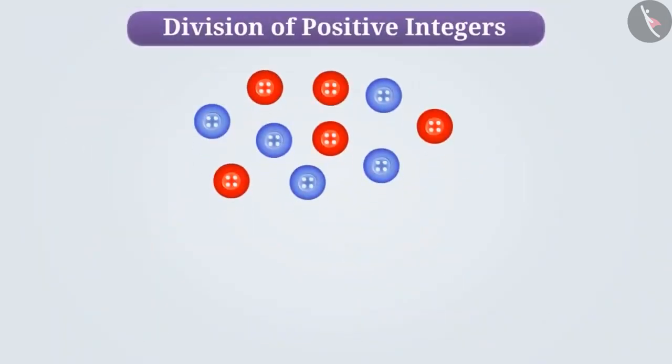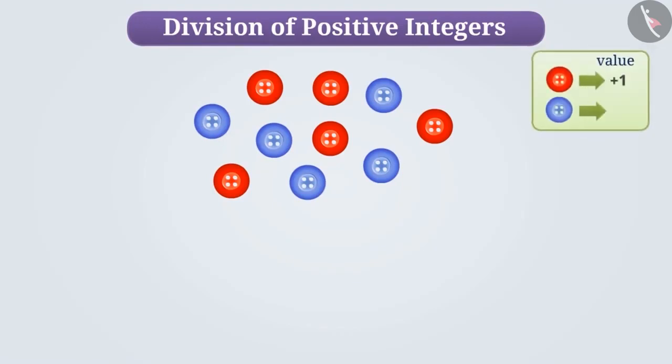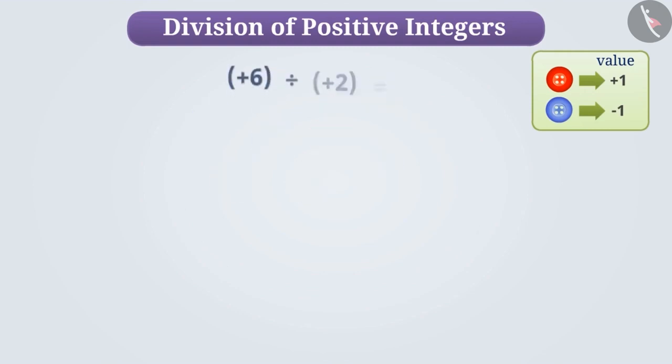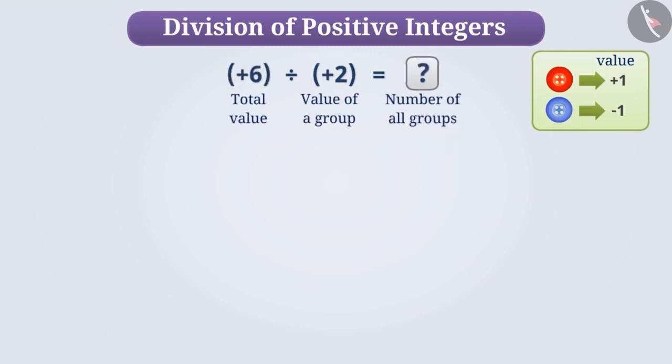There are two types of buttons here, one red and one blue. Suppose the value of the red button is +1 and the value of the blue button is -1. Using these, let us understand the division of two positive integers. Suppose we want to find out what will be the quotient of +6 divided by +2. We have to find how many groups of +2 will be there in +6. So let's find the quotient.